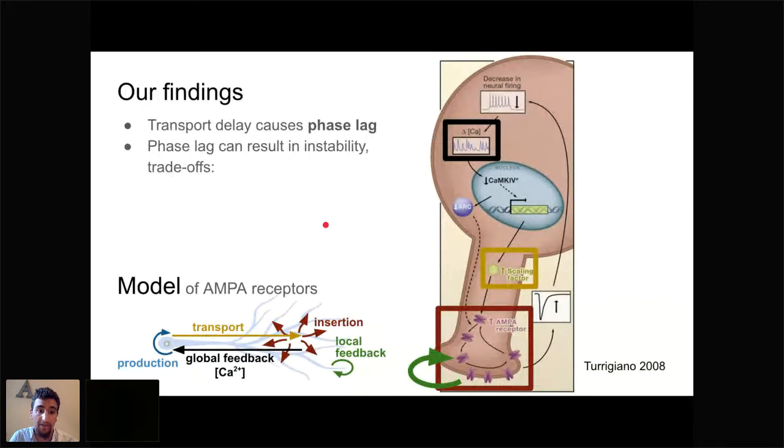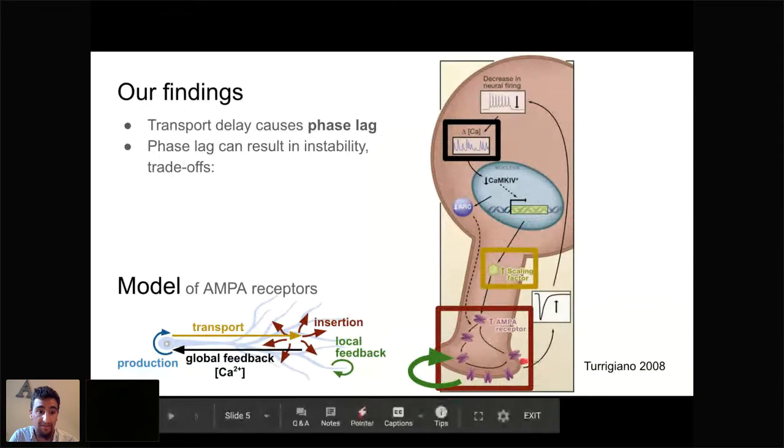First, neurons are pretty big, and transport can take a while, especially in dendrites that are up to 1 millimeter in length. This results in a phase lag, or a lack of synchronization between what's happening in the center of the cell and what's happening with the AMPA receptor at the ends of the cell. And this asynchronization can be a source of instability.